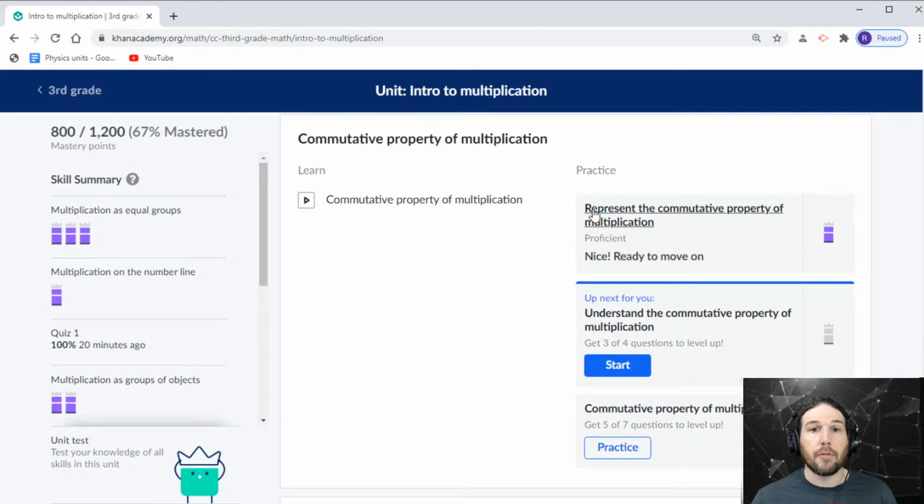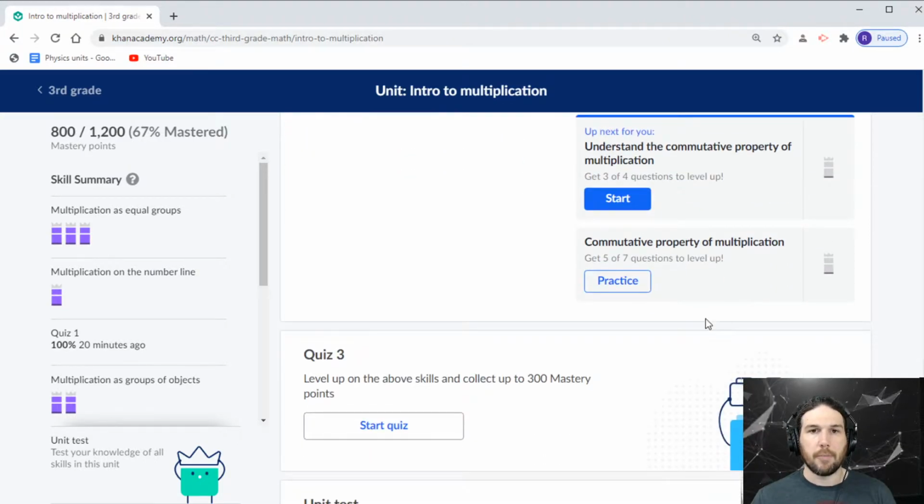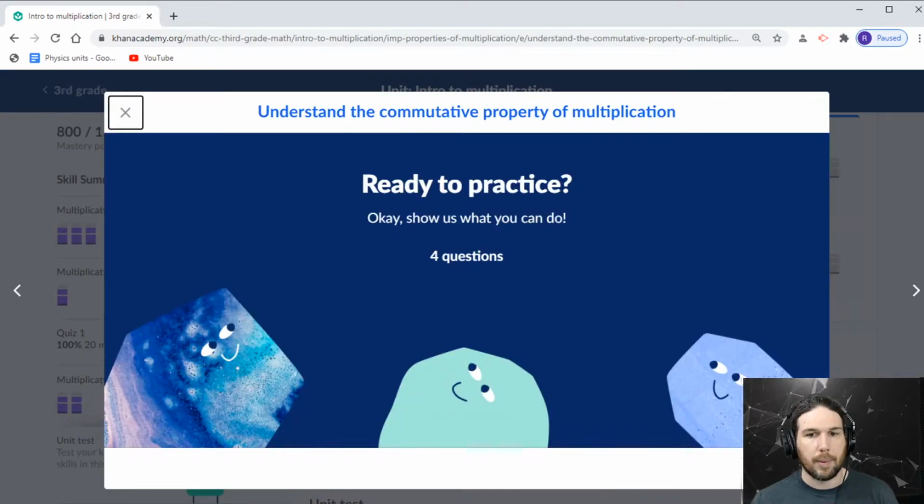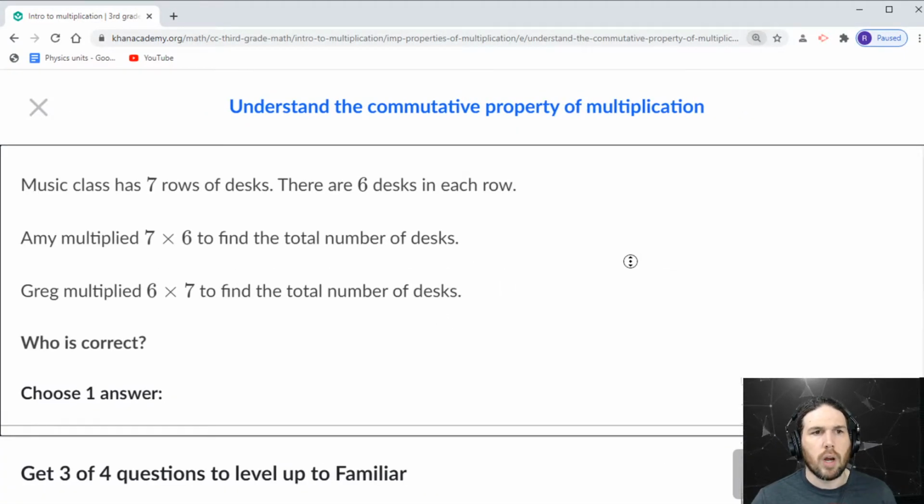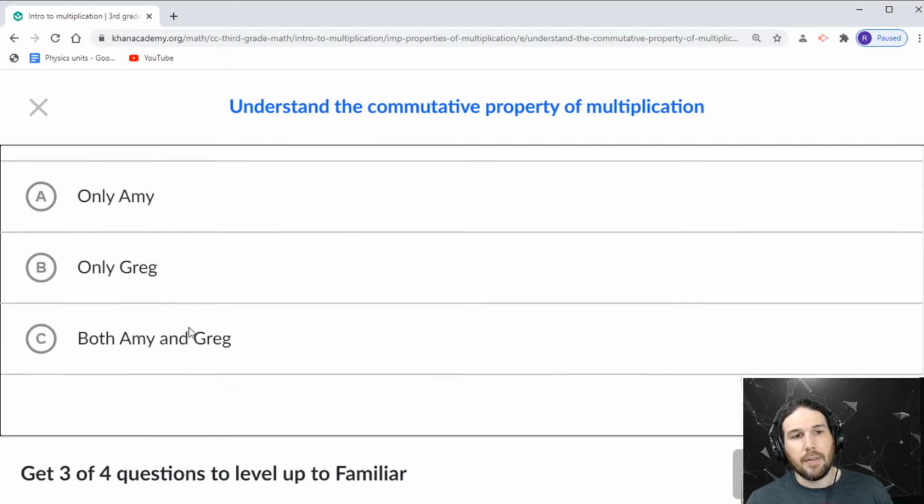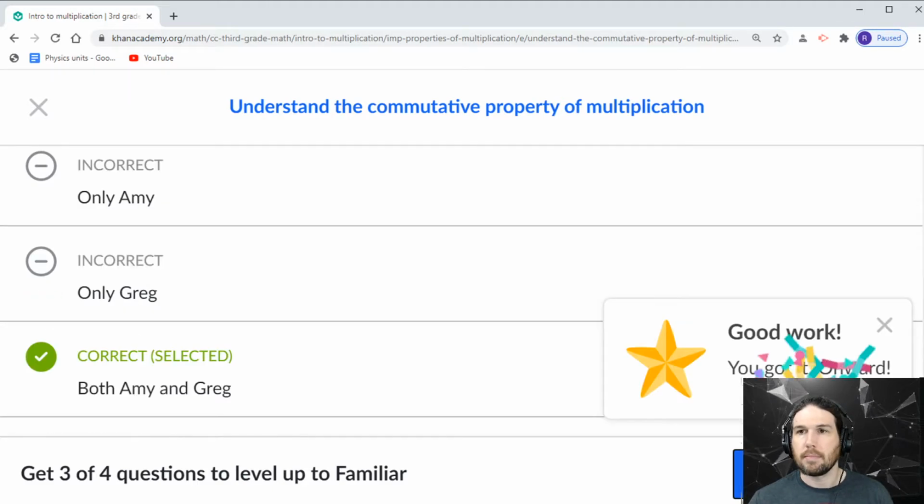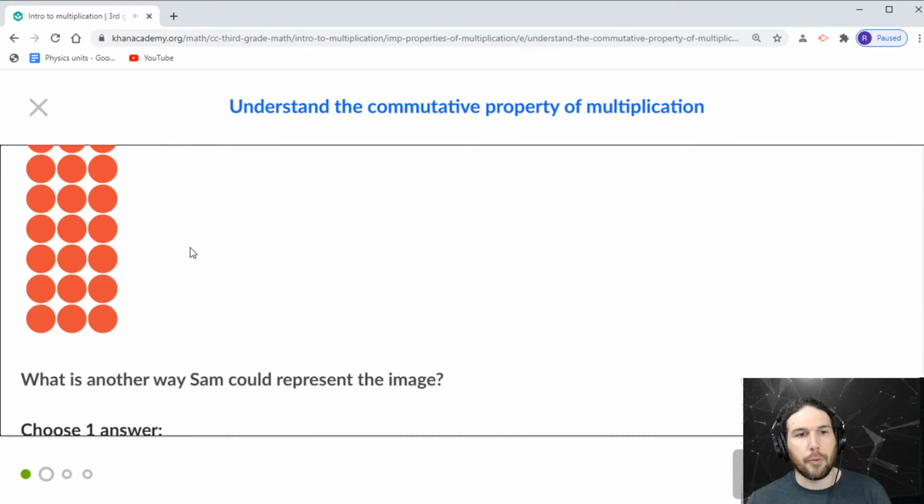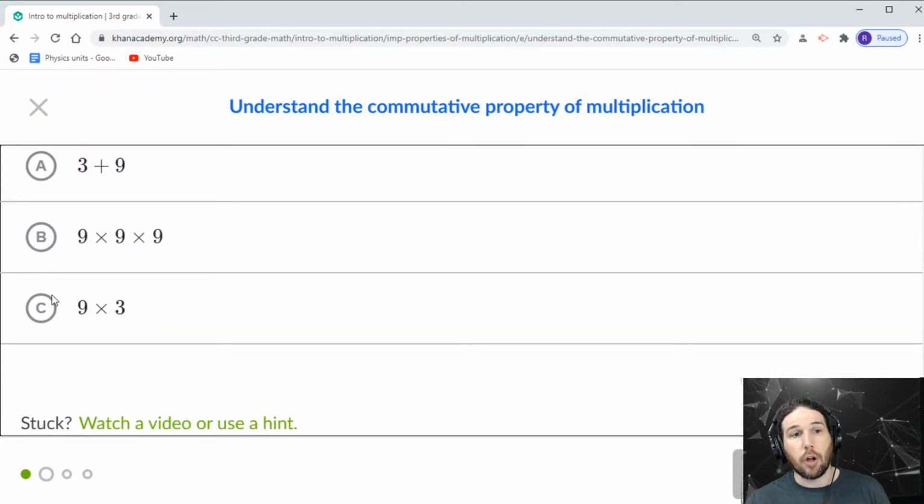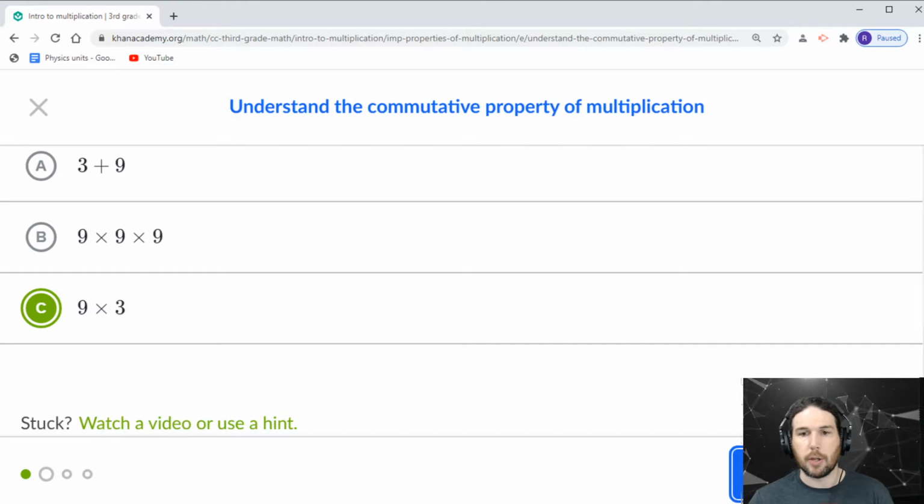All right, now that we've represented the commutative property of multiplication, we are going to understand the commutative property of multiplication. Music class has 7 rows of desks. There are 6 desks in each row. Amy multiplied 7 times 6 to get the number of desks. Greg multiplied 6 times 7. They are in fact both correct. No problem. 3 times 9 or 3 groups of 9. You could also say 9 times 3. That would also be correct.